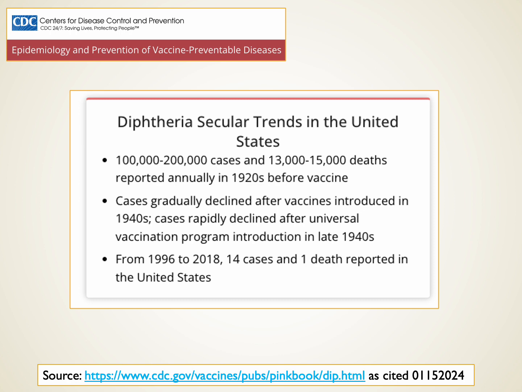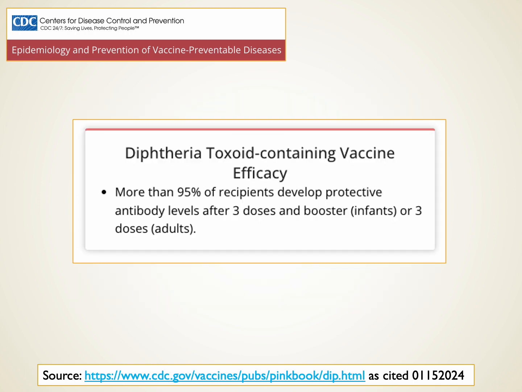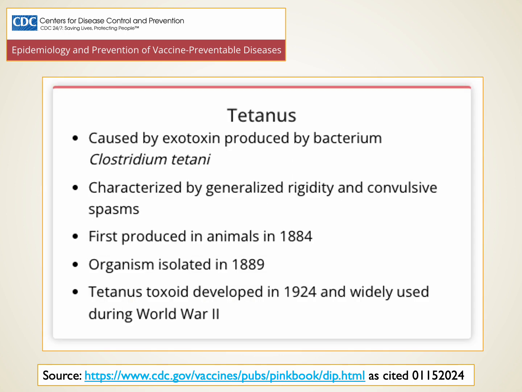And the trends, once the vaccine was available, it's a pretty uncommon scenario to see. In the 20 years prior to 2018, there were 14 cases and 1 death reported in the United States, compared to, look at this, 15,000 deaths a year before 1920 when the vaccine was available. So really a very preventable disease by vaccine. The efficacy is greater than 95% after you've gotten 3 doses. That's excellent. Let's go on to tetanus.